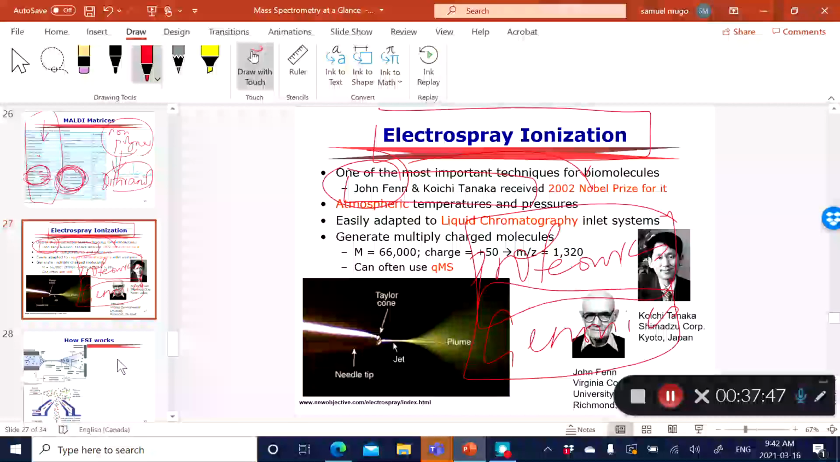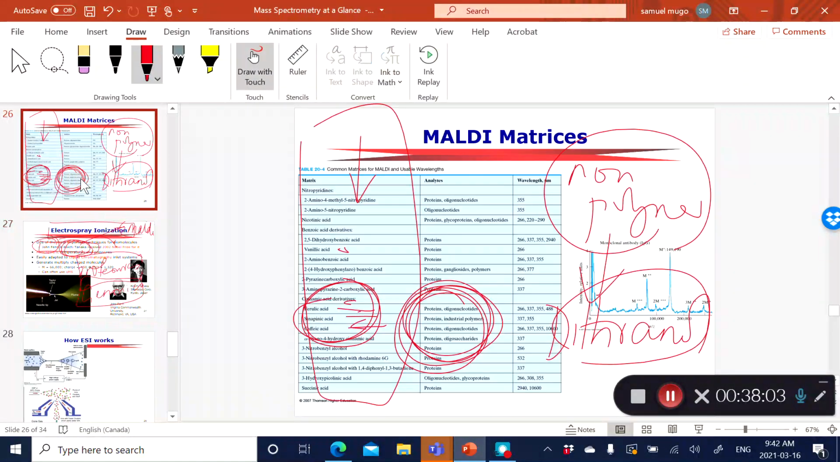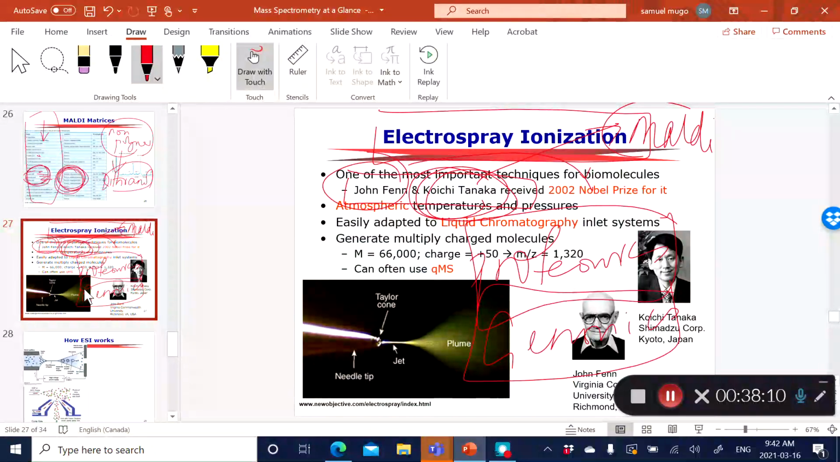So for that reason, he was recognized for his work. And on the other hand, Koichi Tanaka is the guy who developed MALDI, and equally, he won a Nobel Prize, because MALDI is a complementary technique. Equally, as I said in the previous slide, you can use it for the analysis of big molecules such as proteins, which were difficult to analyze before without digesting them.